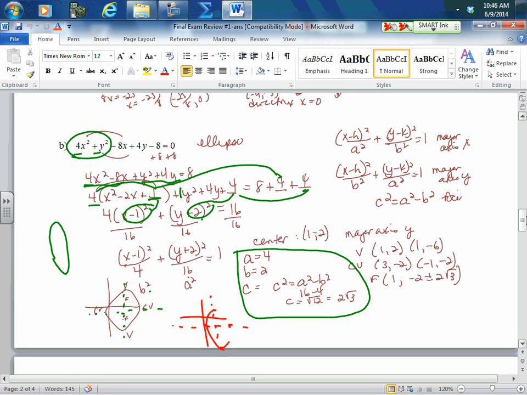Which one is the longer one? This one's 4, this one's 2. So it would be the Y, right? So that's the A. The A is the longer one. The B is the shorter one, and the C, subtract them. You want to be inside your list.